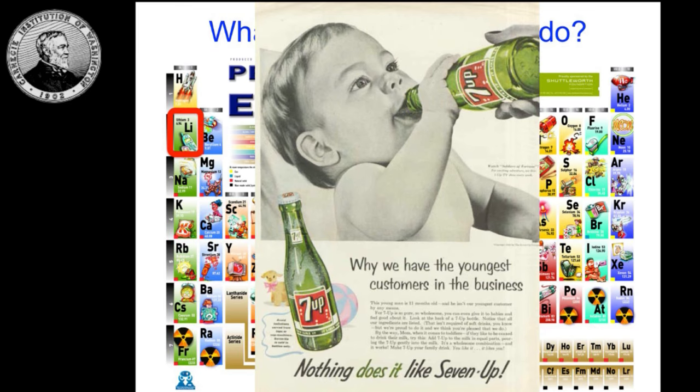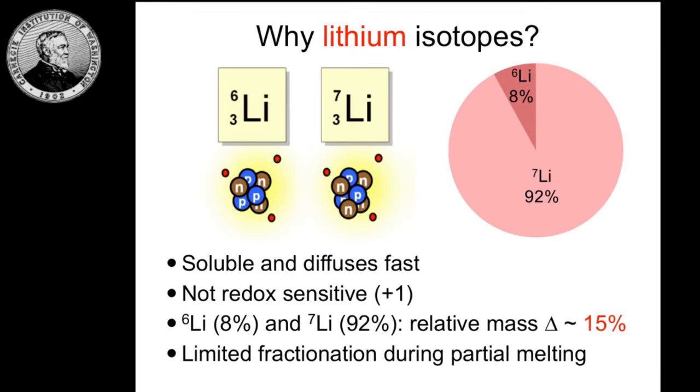Okay, so if being happy is not enough reason, we have more reasons for using lithium. Lithium has two stable isotopes, lithium-6 and lithium-7. As you see, the 7 is more than 90%. It's the majority. Lithium diffuses really fast, and also lithium is soluble. So it does very well in terms of transportation during fluid-rock interaction. And also because lithium has only one redox state, it doesn't get into very complex redox reactions, which is good in terms of weathering processes.